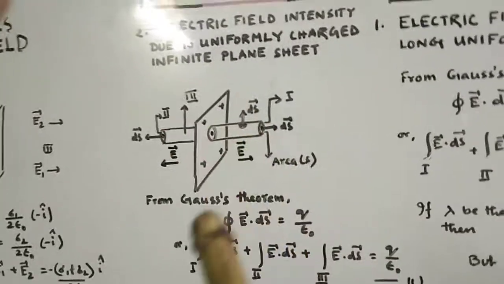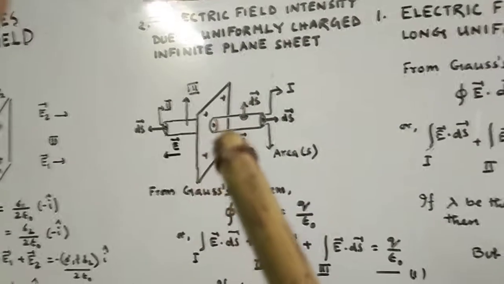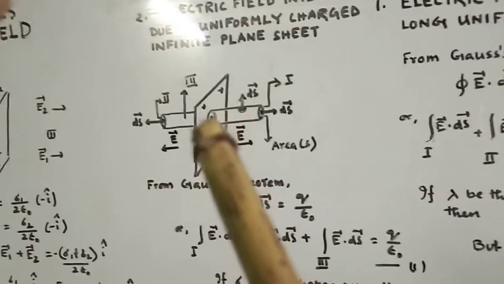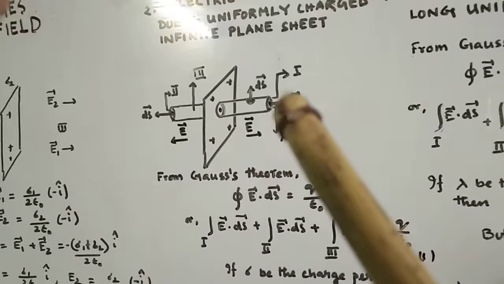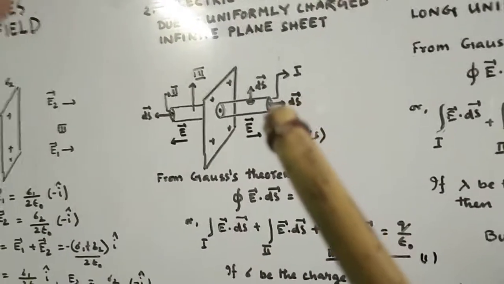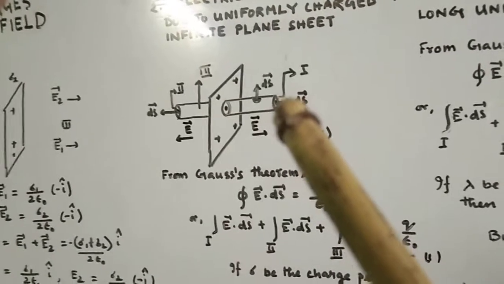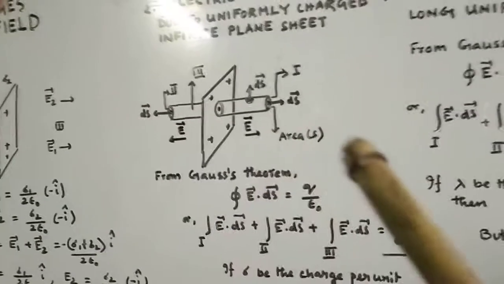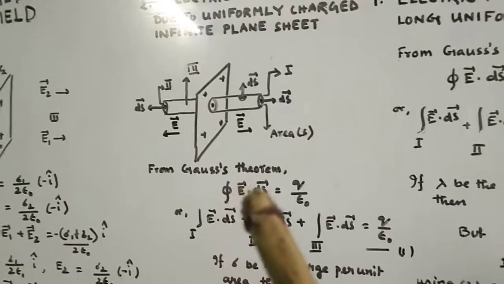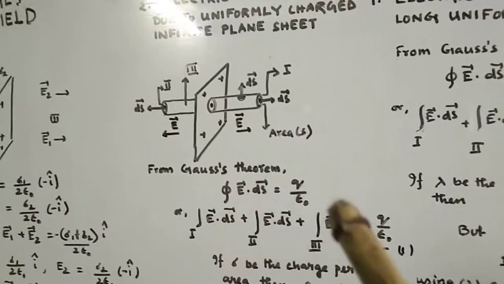So this is your plane sheet. We have extracted a small portion of area S, and considering that as the base area, we construct a cylinder of a certain length. Here we have to define the field intensity. At this point we have to define the field intensity as well as at the other point. Now as per Gauss's theorem, this is your Gauss's theorem.